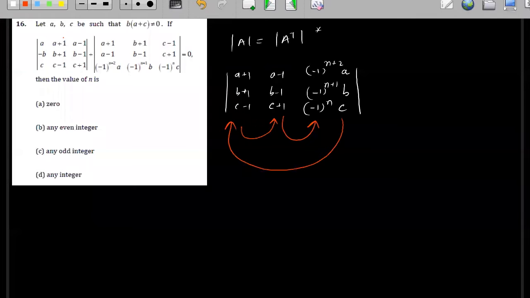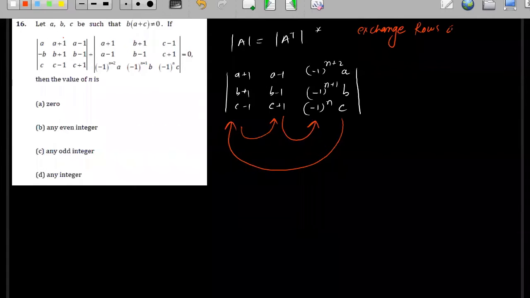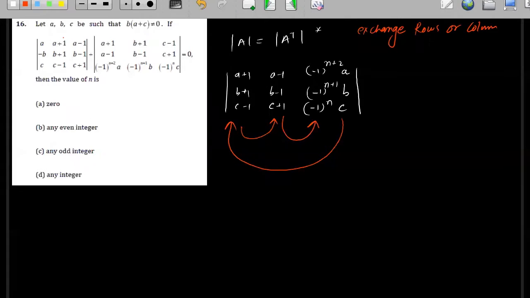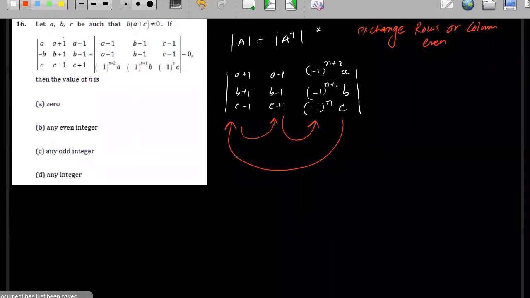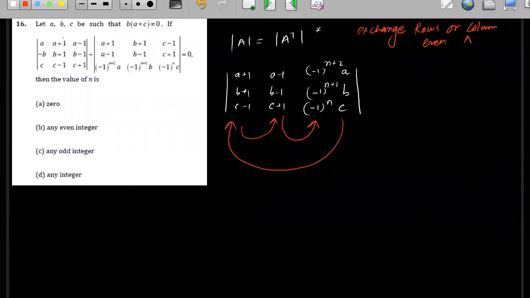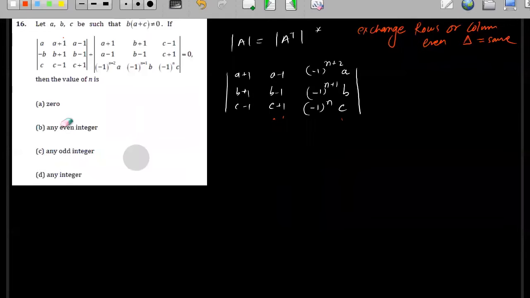So what we can do, we also know that if I exchange rows or columns an even number of times, that means if I take two row interchanges, two column interchanges, then the determinant's value will remain the same, right? So let's do that. If I interchange the rows and columns, this I will bring here, this I will bring here, and this I will bring here.